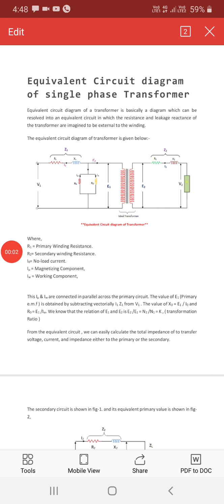Hello everyone. Today we will discuss the equivalent circuit of the transformer. The equivalent circuit of this transformer is basically a diagram which can be resolved into an equivalent circuit in which the resistance and the leakage reactance of the transformer are imagined to be external to the winding.